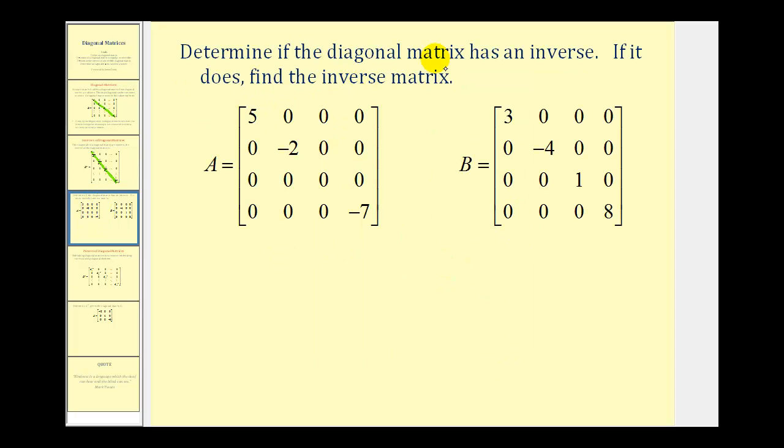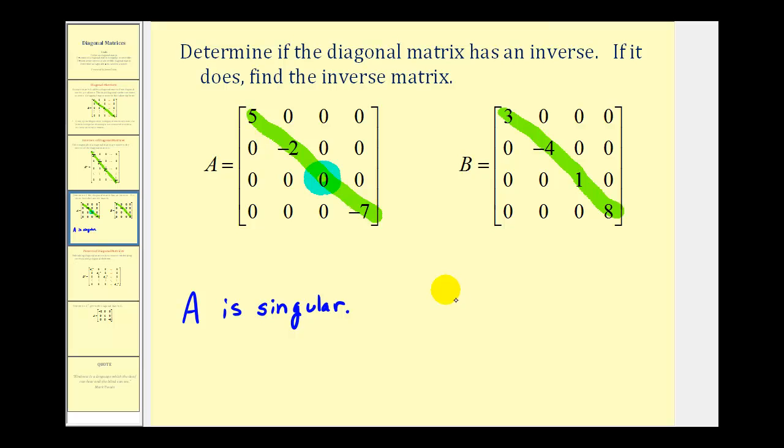We're asked to determine if the diagonal matrix has an inverse, and then if it does, find the inverse. Well, looking at matrix A, notice how the main diagonal does contain an element that's 0, this element here, and therefore matrix A is singular, meaning it does not have an inverse. But notice how the diagonal of matrix B does not contain zeros, and therefore we can easily find the inverse of matrix B by finding the reciprocal of these values here in the main diagonal.